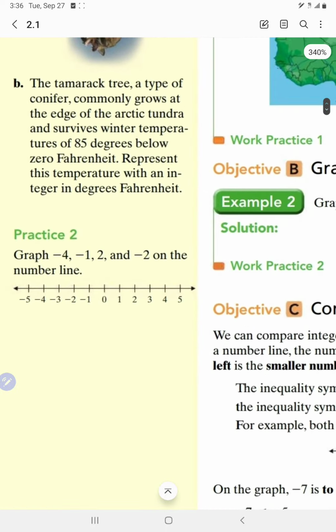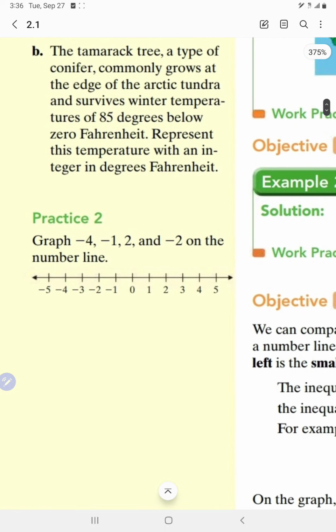So, an example, -4, -1, 2, and -2 would be here.